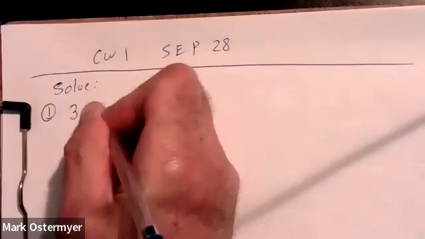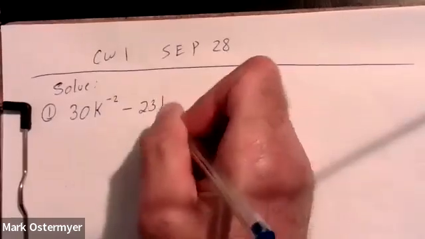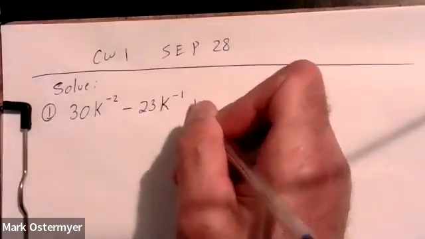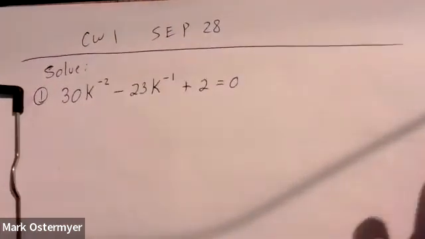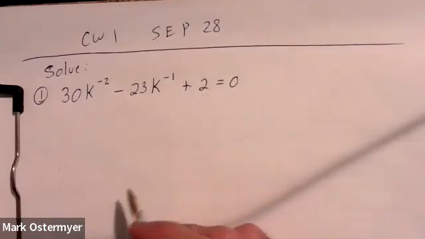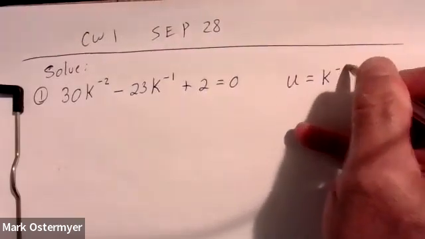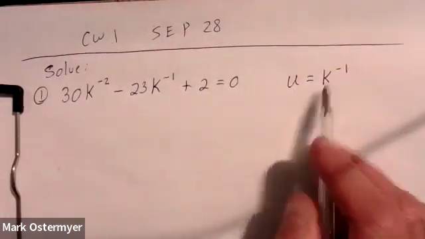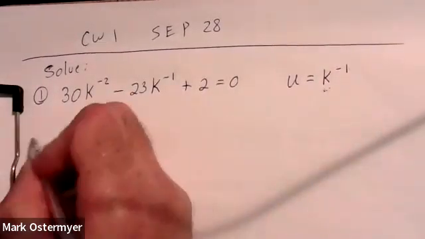I would like you to solve a couple of equations for me. This first one is going to be 30 times k to the negative 2 power minus 23 times k to the negative 1 power, plus 2 equals 0. My hint to you here, ladies and gentlemen, is to use a u substitution because this equation is quadratic in form. So my hint is to let u be equal to k to the negative 1 power. That's the hint. U substitution. Reduce this down to a quadratic equation in u and then go from there.